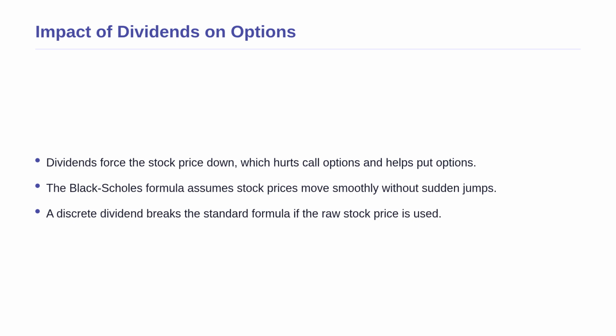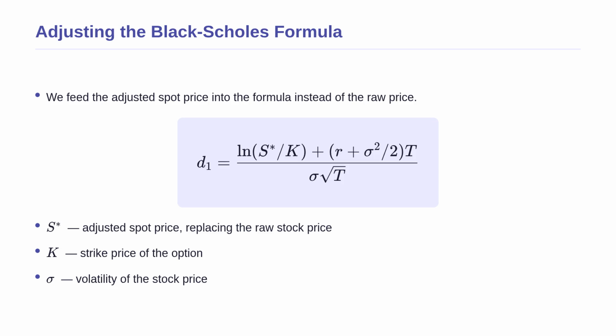options. The famous Black-Scholes formula, used globally to price options, assumes that stock prices move smoothly, without sudden jumps. However, as we saw earlier, a discrete dividend causes a sudden, predictable jump downward. This completely breaks the standard Black-Scholes formula if we use the raw stock price. To fix this broken formula, we use the exact same trick we used for forward contracts. We subtract the present value of all dividends from the current spot price before doing any option math.